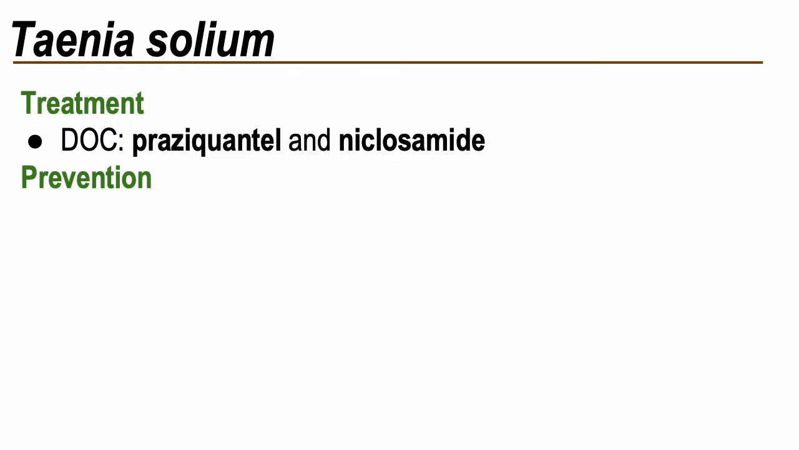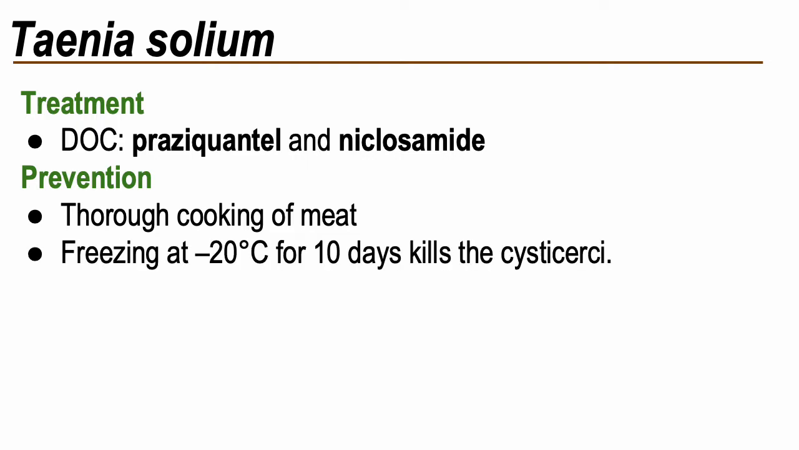For the prevention, this is simple. This is through thorough cooking of meat or freezing of the meat at -20 degrees for 10 days to kill the infective larva inside the tissues of our meat.